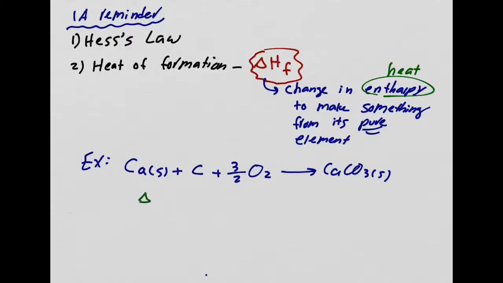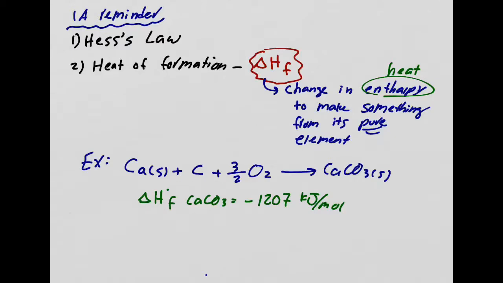So delta H of formation for calcium carbonate is negative 1207 kilojoules per mole. Again, delta H of formation is how you make something from its pure elements. So if I want calcium carbonate, the pure elements are calcium, carbon, and oxygen. It's how I made that from what nature has given me. That's delta H of formation.